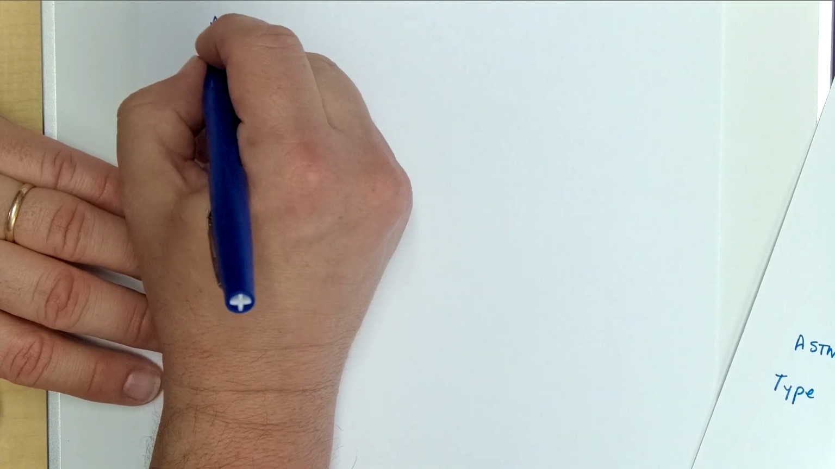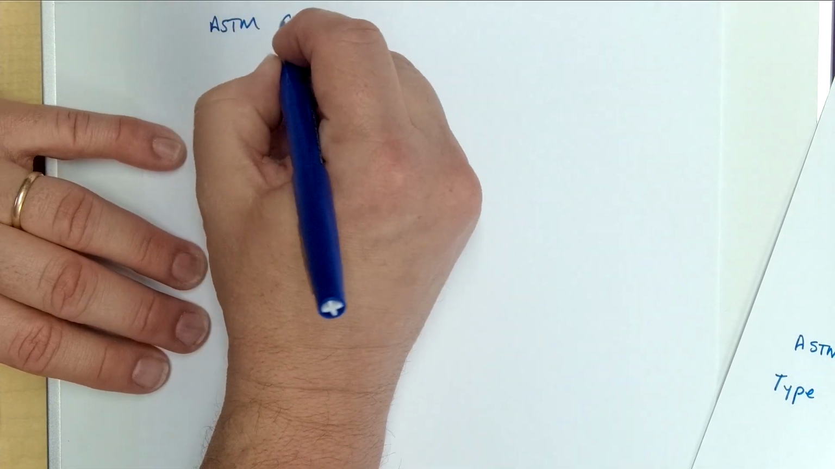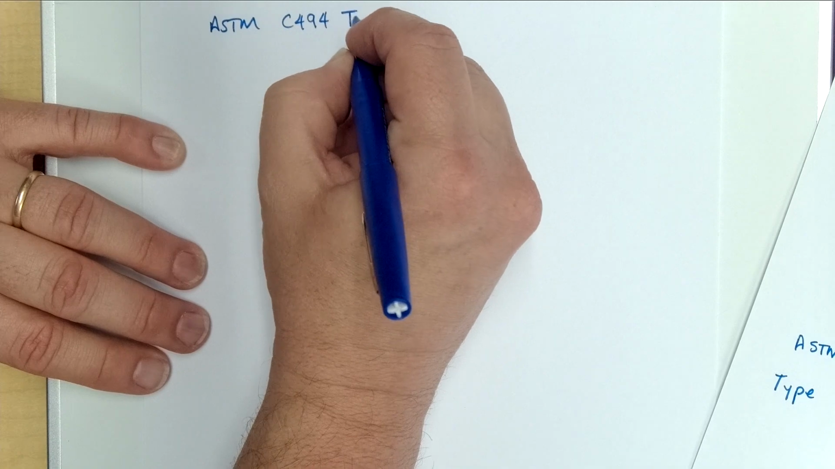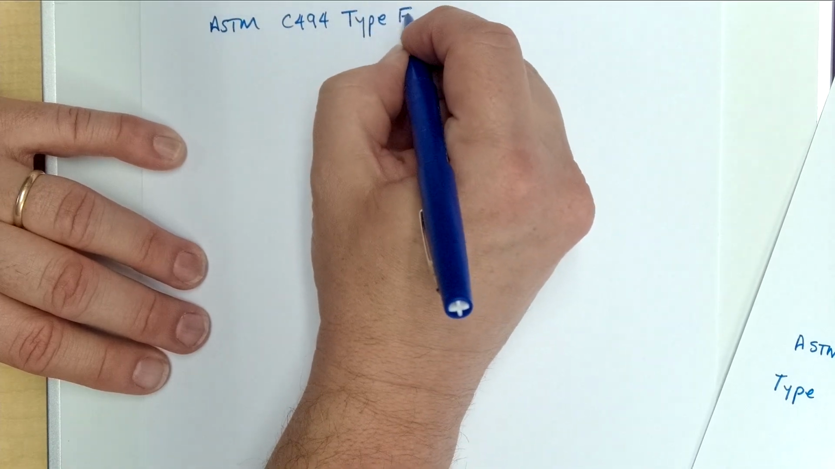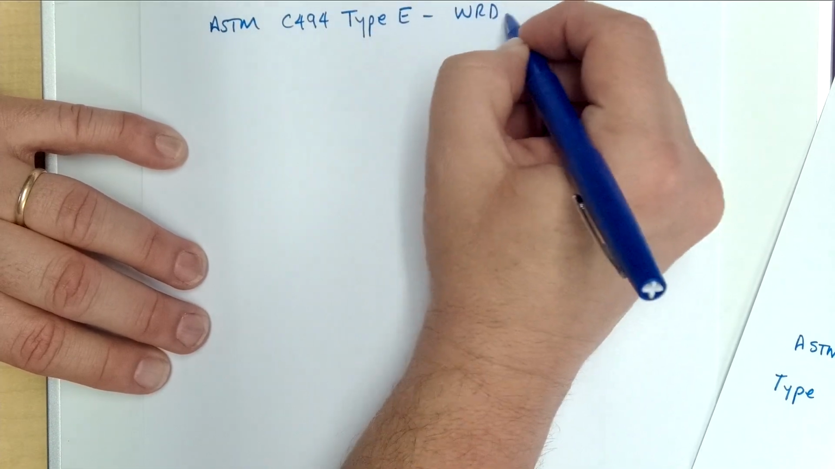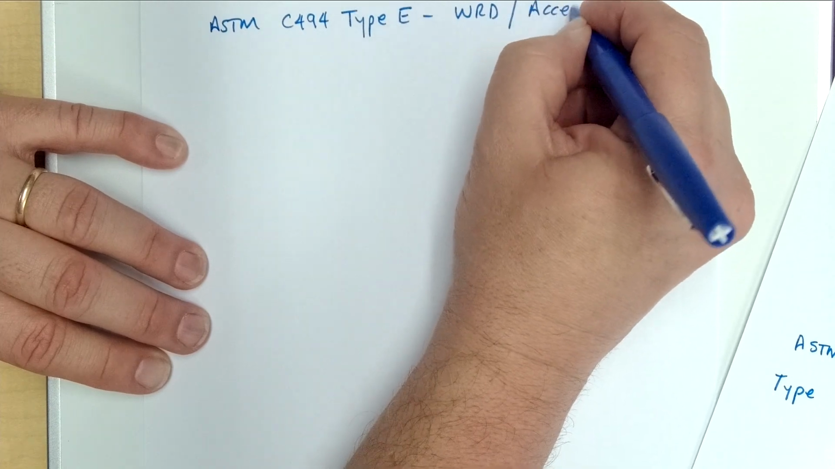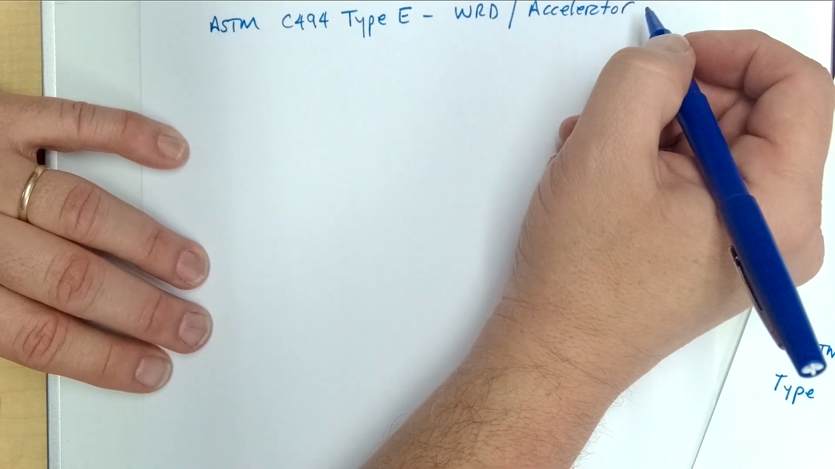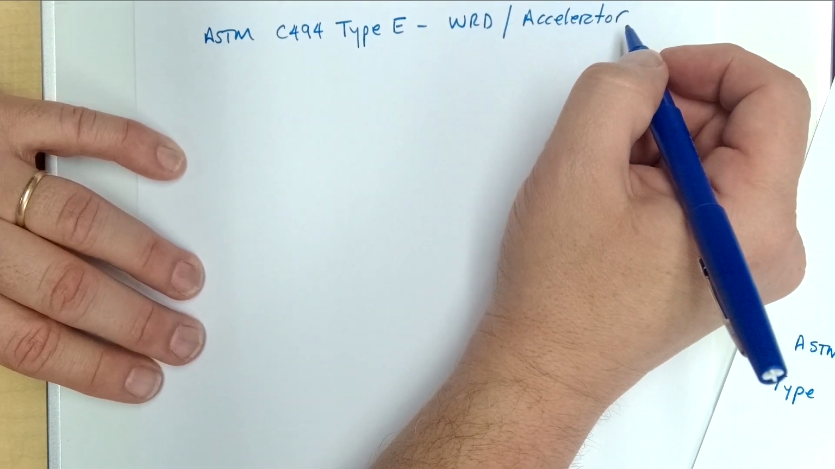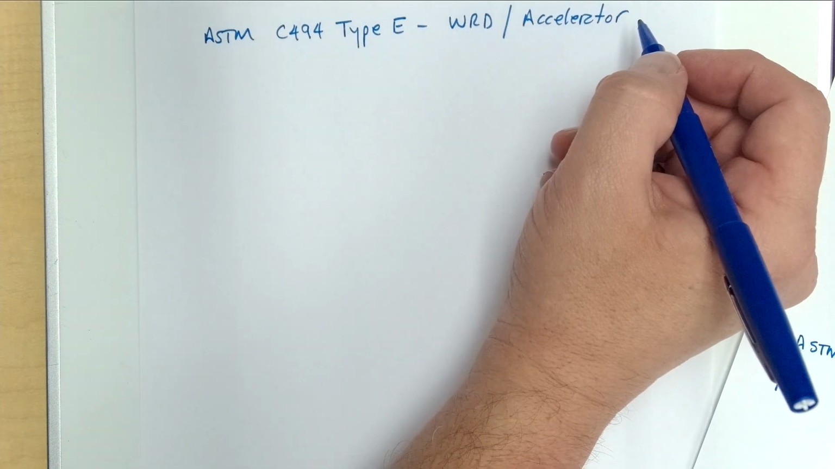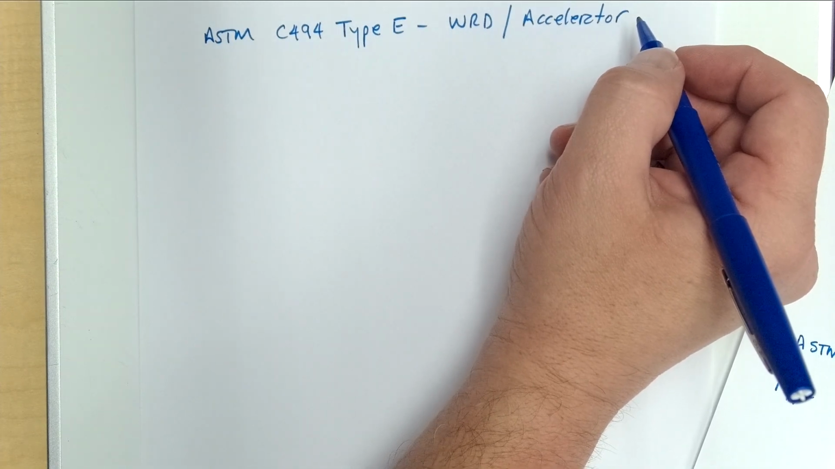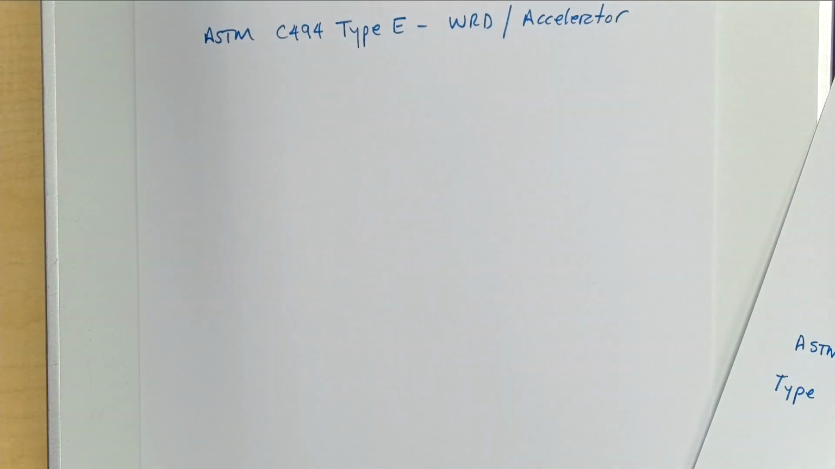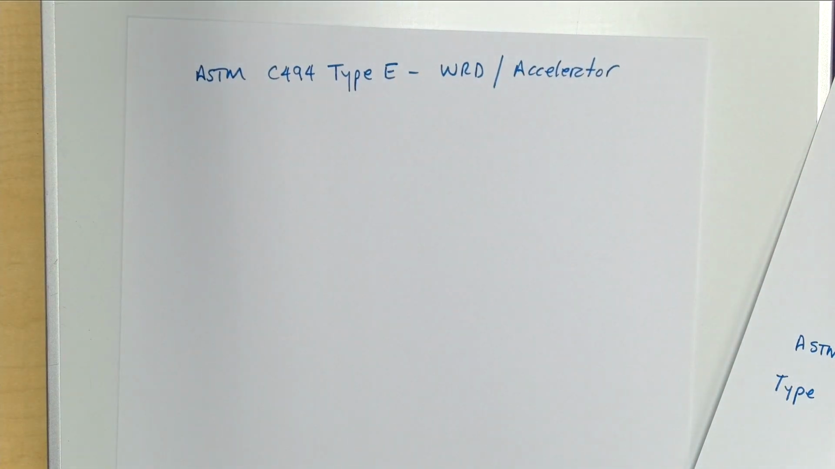Okay. So we have ASTM C494 type F, or sorry, type E. This is water reducing and accelerating. So a retarder. Anybody work on cars? You know, you have an engine retarder, slows the engine down, and your accelerator speeds it up, right? Same thing. Has the same meaning, not by the same methods, but the same meaning.